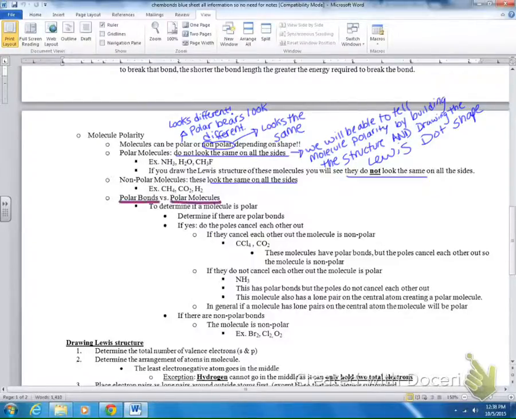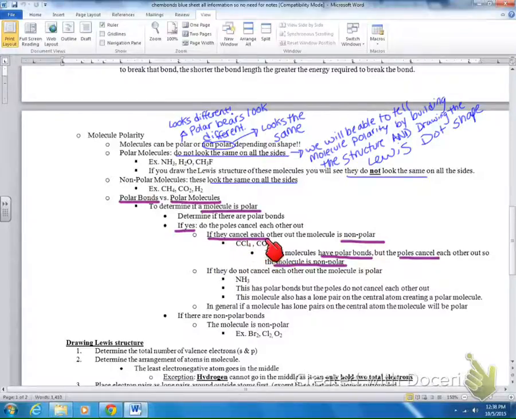Polar bonds versus polar molecules. So to determine if a molecule is polar, first we've got to determine if there's polar bonds. If yes, you ask yourself if the poles cancel each other out. So if they do cancel each other out, the molecule is nonpolar. For example, CCl4 and CO2, those poles would cancel each other out.